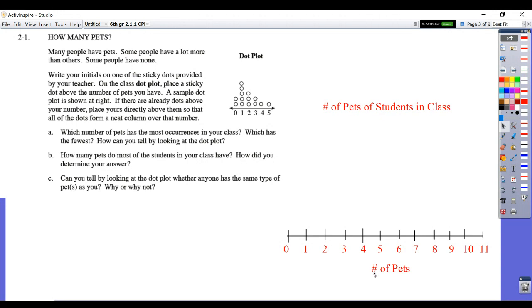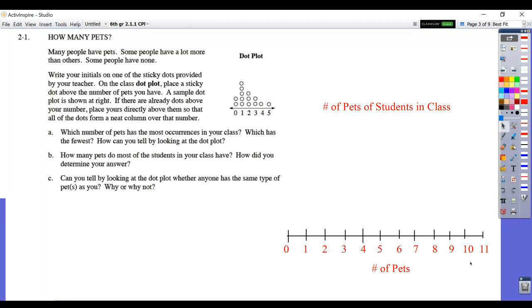And then you should have a label on the bottom as well. And you should go by ones along the bottom. So this does not necessarily have to start at 0, but whatever value you start at, it's going to need to then go by ones. All right. So that right away brings up sort of a limitation of a dot plot.